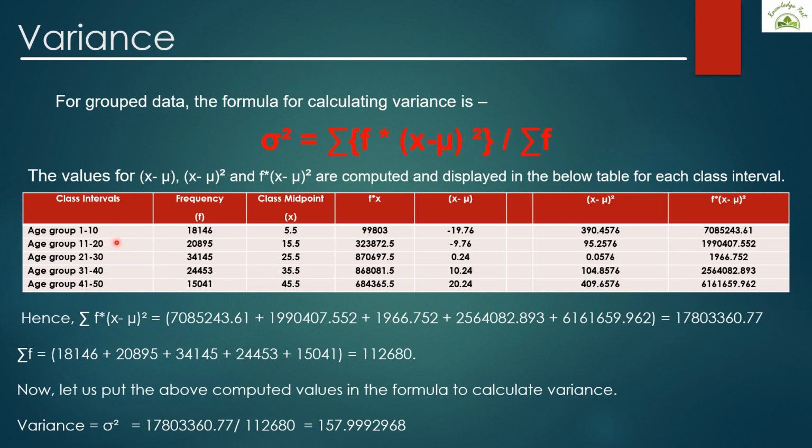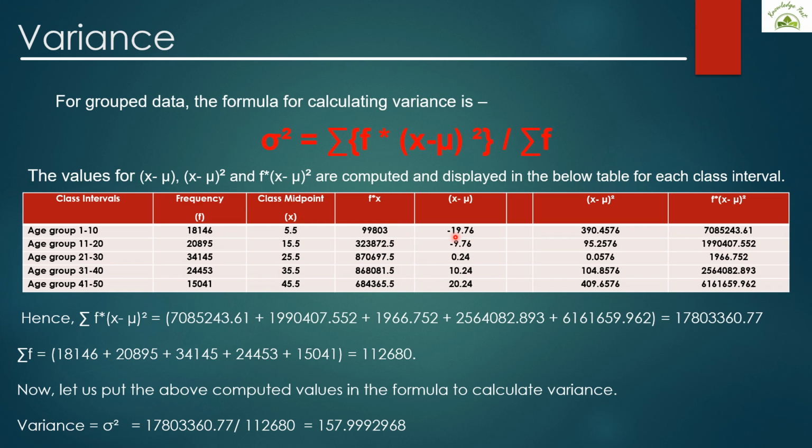So here in this table, I have shown the calculated values. Let us understand it. Class interval age group 1 to 10, this is the first class interval. In the previous slide we have already calculated the frequency, class midpoint, and the product of f and x values. So we already calculated the frequencies and the class midpoints for each class interval. We also calculated the product of these two values, f into x, for each class interval.